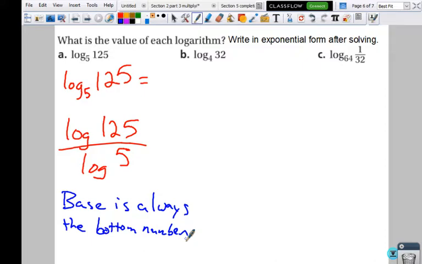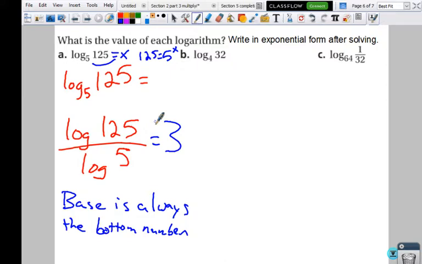Is the answer 3? Yes, it's 3 flat, not 2.5. If you turn this into exponential form, so let's say it equals x, you bump that base over. You get 125 equals 5 to the x. 5 to what power equals 125?